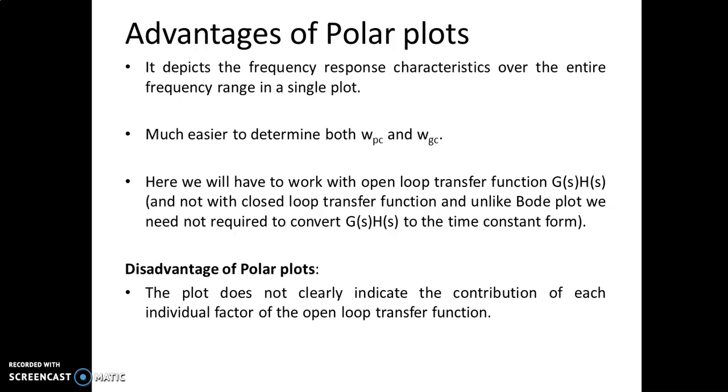Another advantage of the polar plot is that we have to work with only the open loop transfer function G(jω)H(jω). When you are talking about the Bode plot, we needed to convert G(s)H(s) to the time constant form or some other form. Here you can directly just convert and keep it as it is, whatever the transfer function.